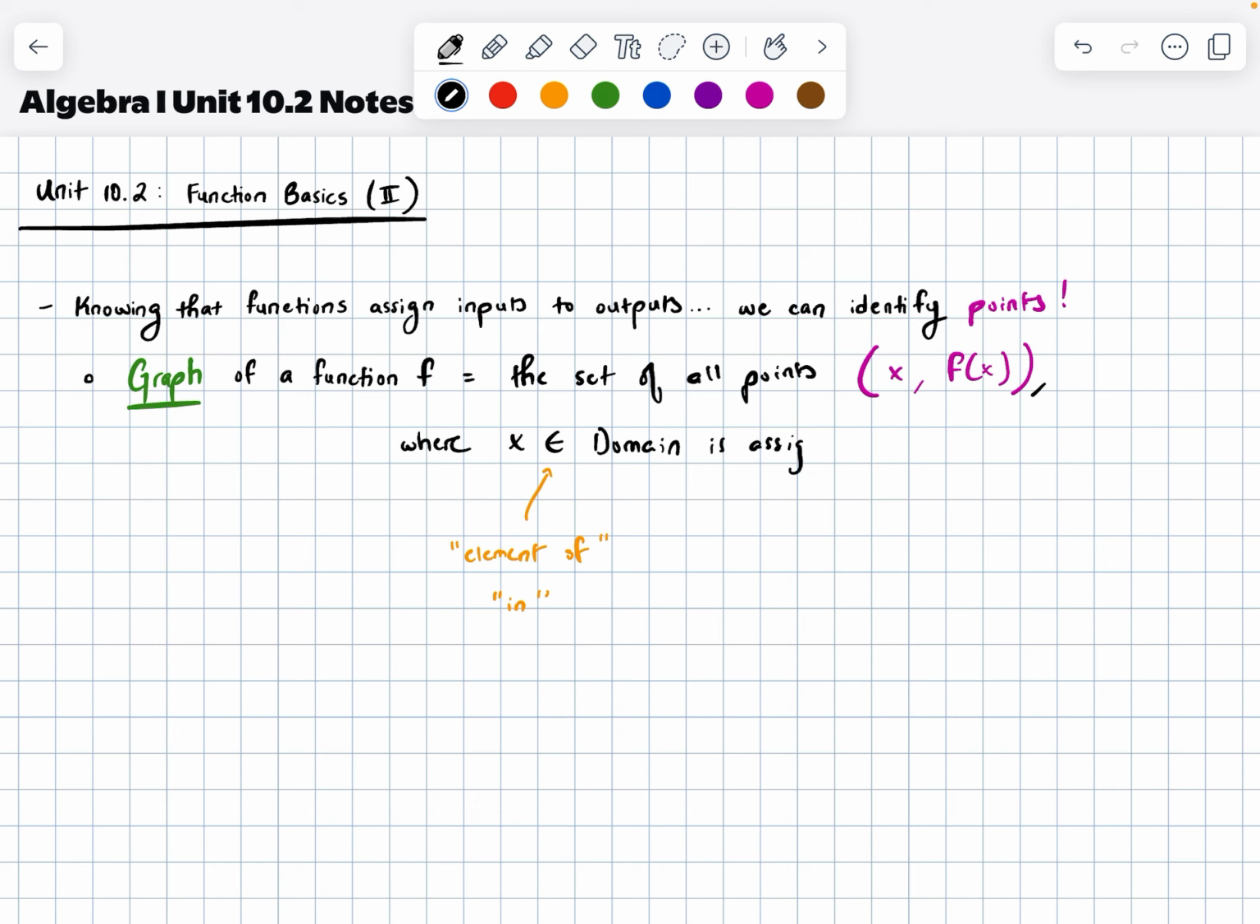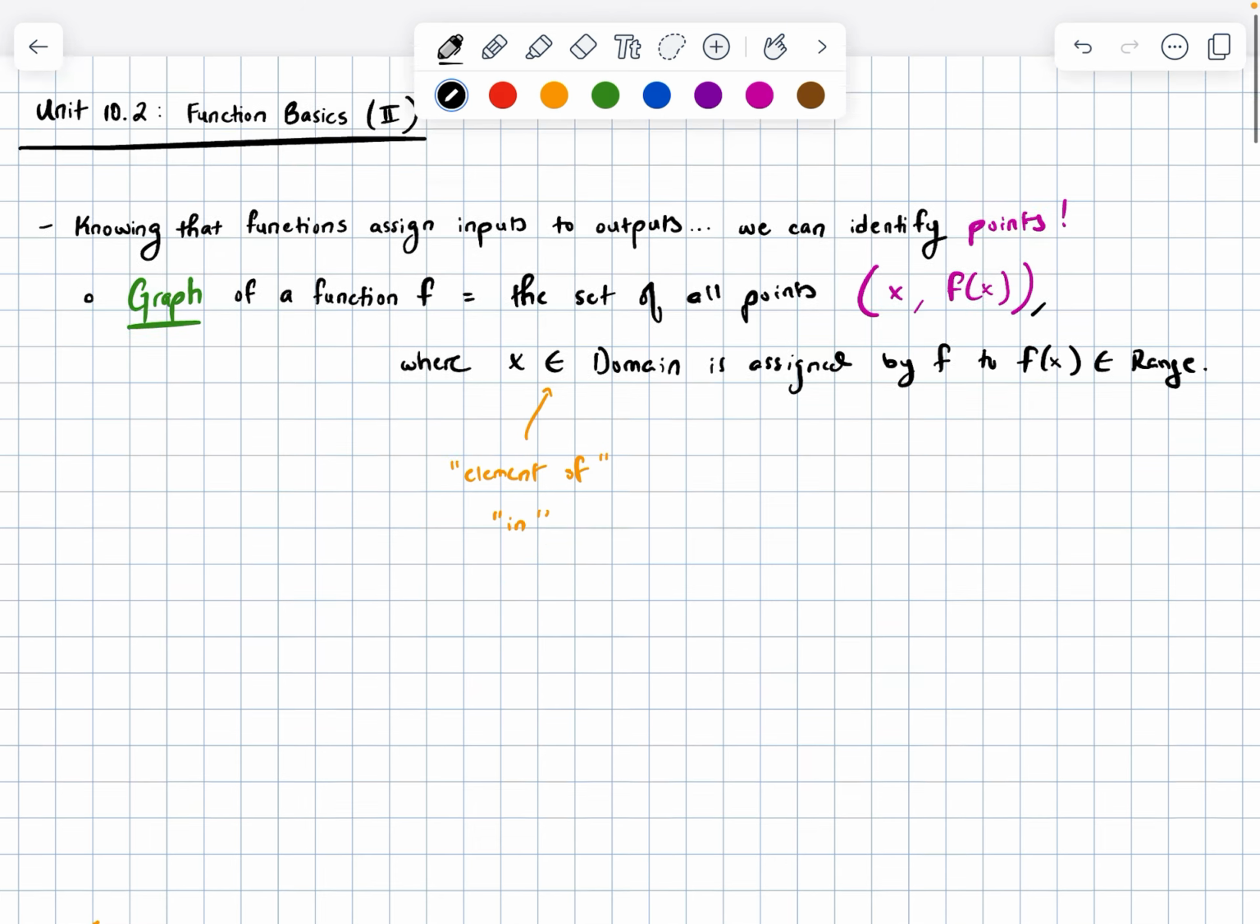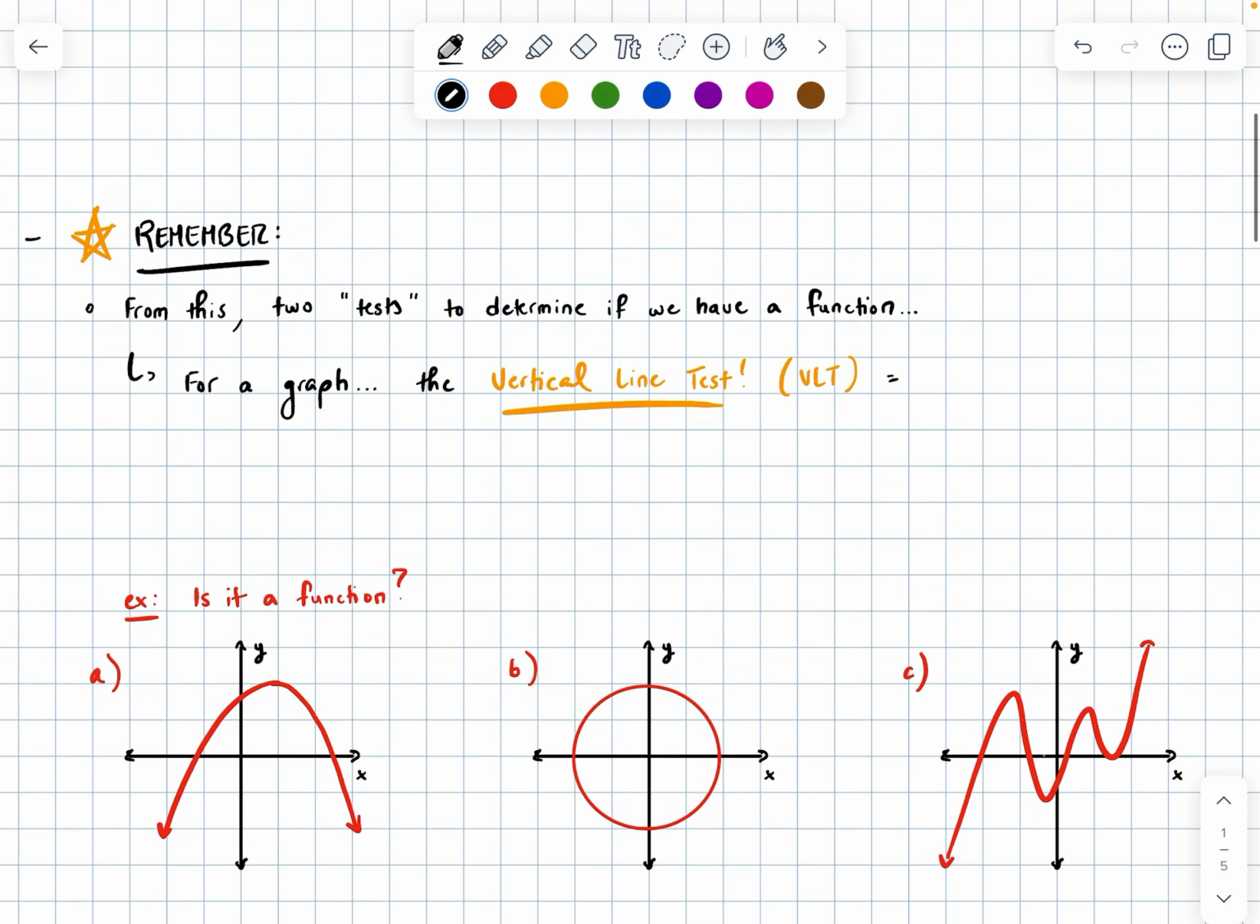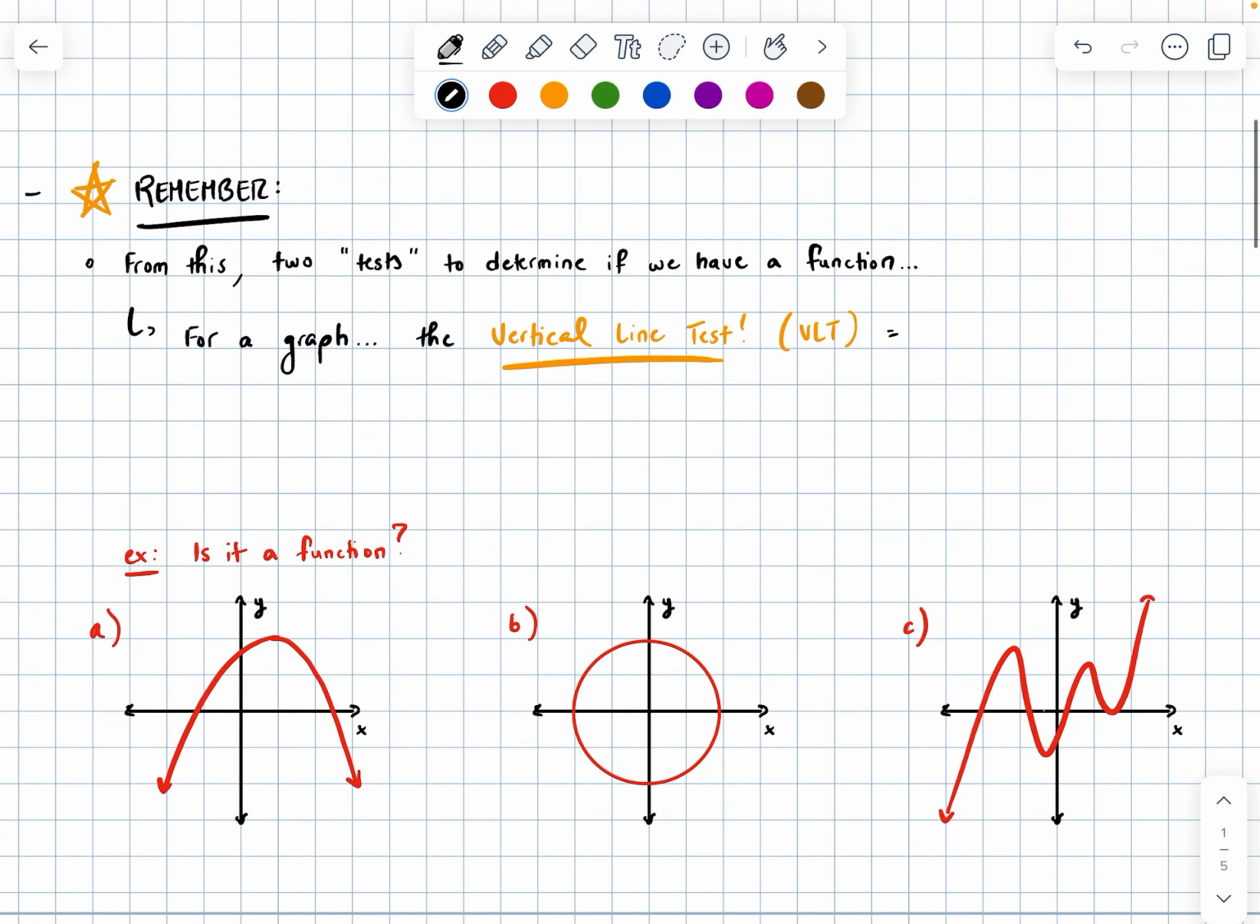And when I take that value of x in my domain, it is assigned by my function rule f to some value f of x that is an element of, or belongs in, that set of output values, which we call our range. Now, we'll talk about building graphs at a later point. Right now, I want to know, if I have a graph, how do I go about determining whether or not it's a function? And there's something important that we need to remember about how a function maps values before we can understand the two tests that we will discuss.